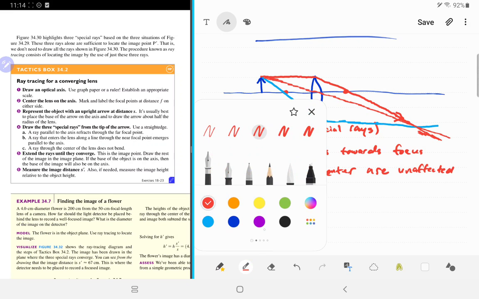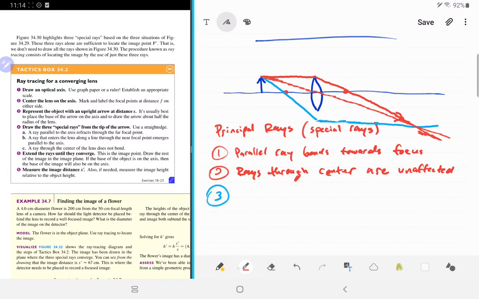So I'm going to start drawing this in another color. I guess I should first comment: a ray through the near focus emerges parallel. Okay, so this is just like number 1, but viewed from the other side, right? So it's parallel and then goes through the focus.